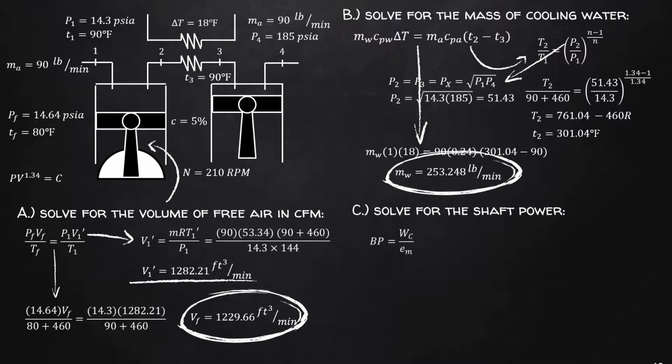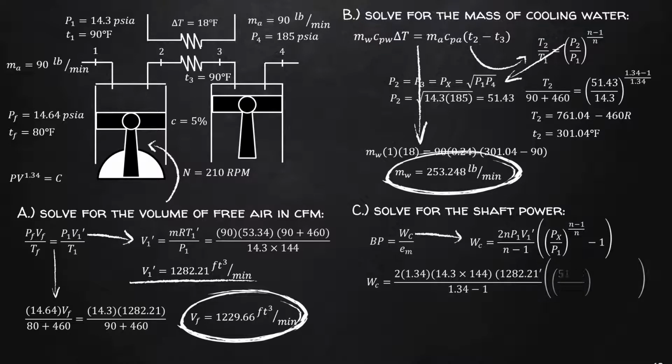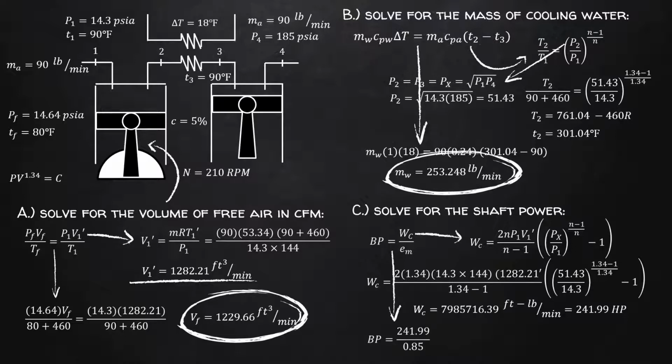To solve for the shaft power or brake power, we will use the formula BP is equal to compressor work over mechanical efficiency. We need to solve first for the compressor work using this formula. Substitute the given values into the formula and simplify. We can now solve for the shaft power by substituting the compressor work and mechanical efficiency into this formula. Simplifying it, we will get the answer, which is equal to 284.69.